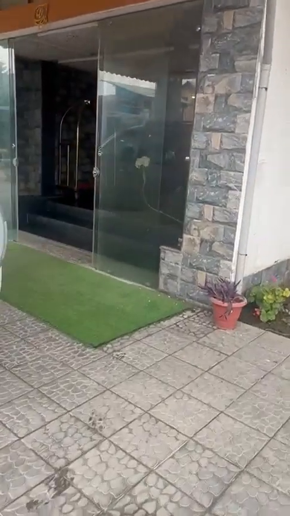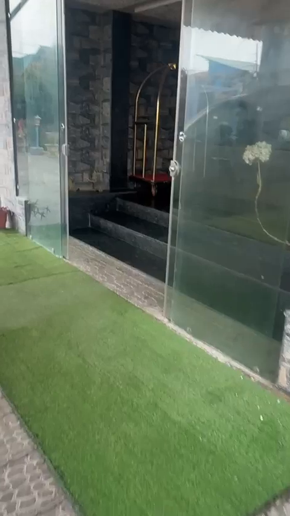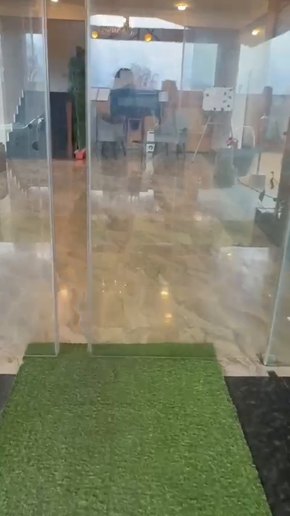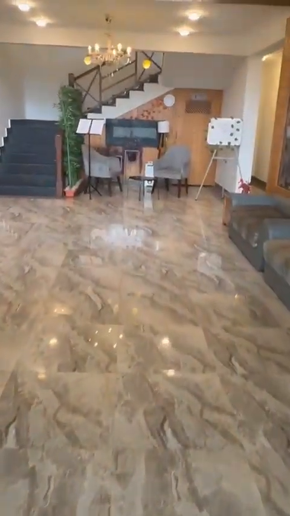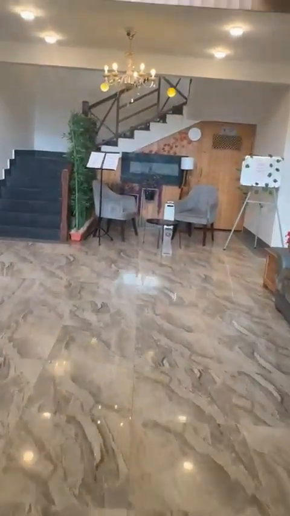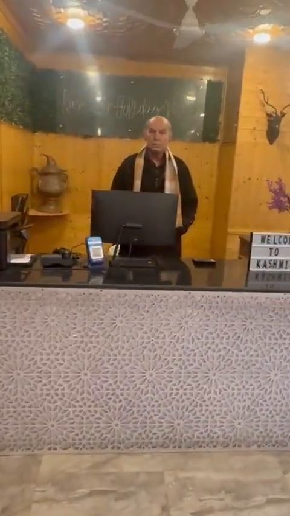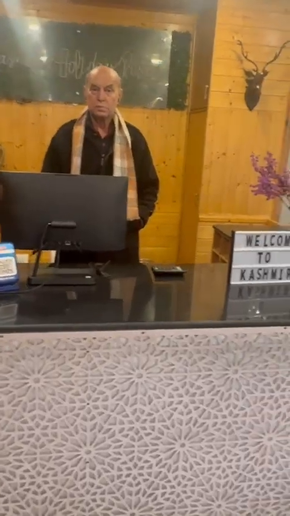Now let us take you inside our hotel. The name of the hotel is Kashmir Holiday Resort. This is the main entrance of the hotel.